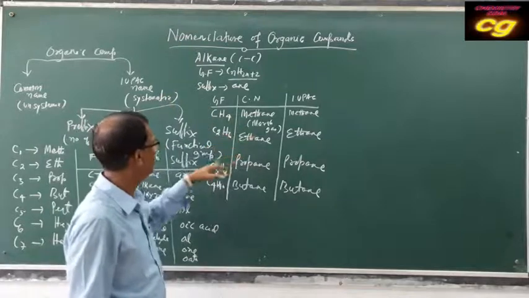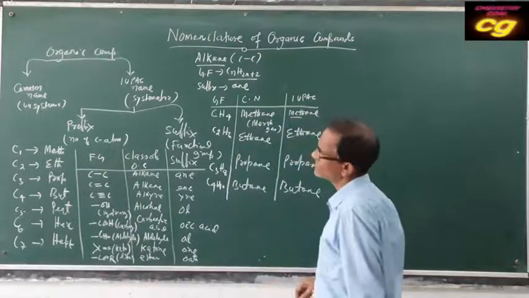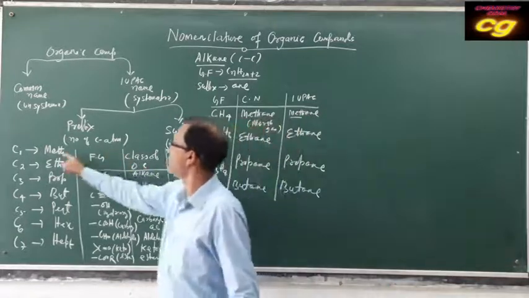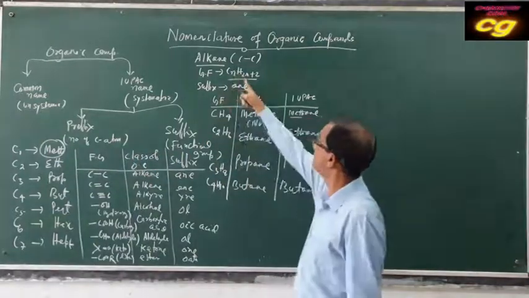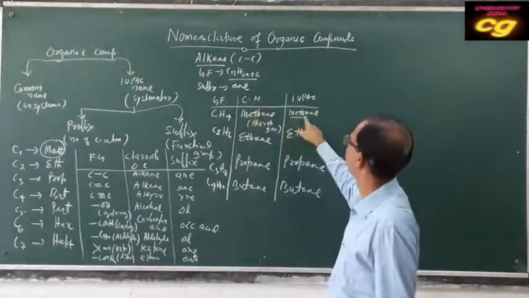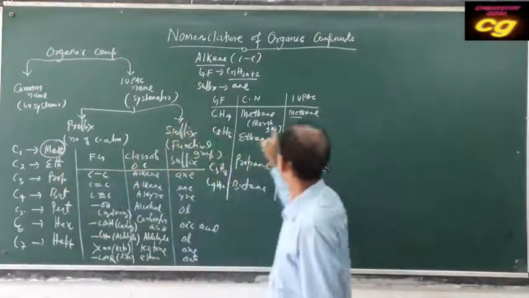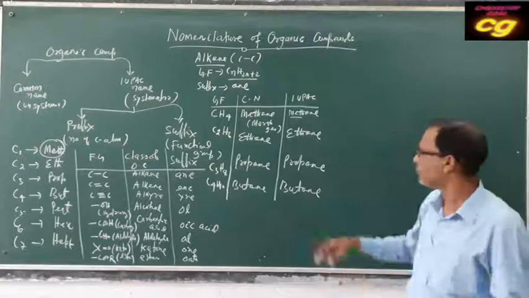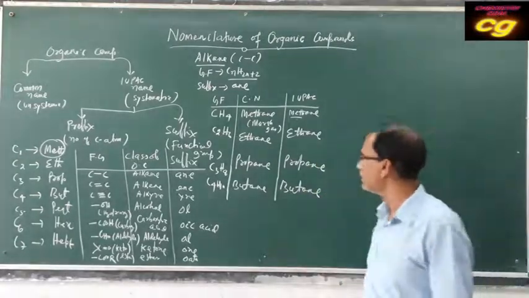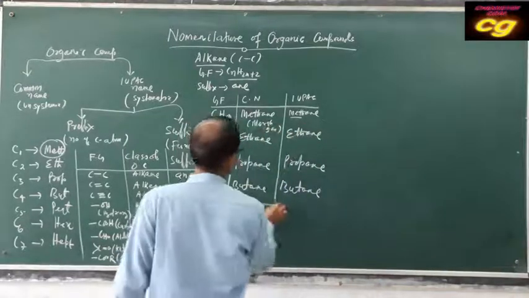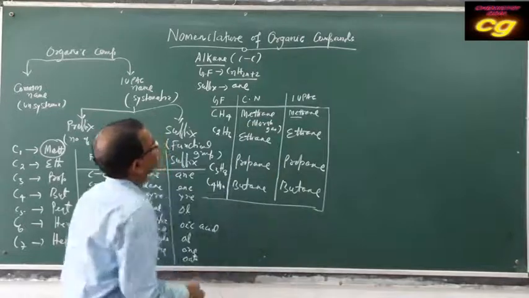Methane, ethane, propane. Meth is the prefix for one carbon, and as the alkane suffix is ane, meth plus ane gives methane. Two carbons: eth plus ane, ethane. Prop plus ane, propane. But plus ane, butane. Like this, it follows the nomenclature of alkanes.